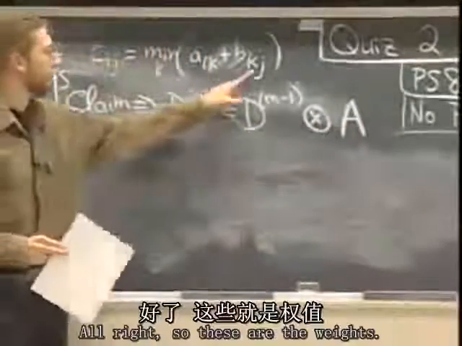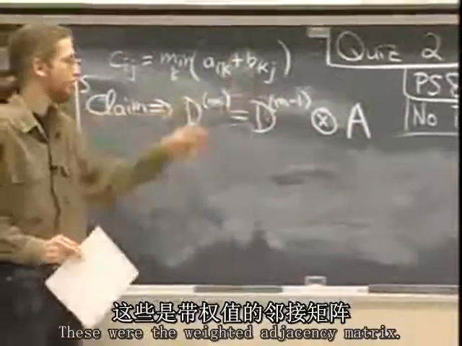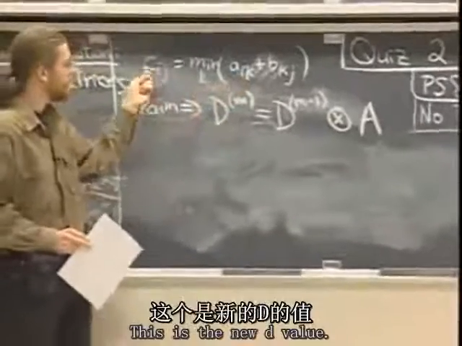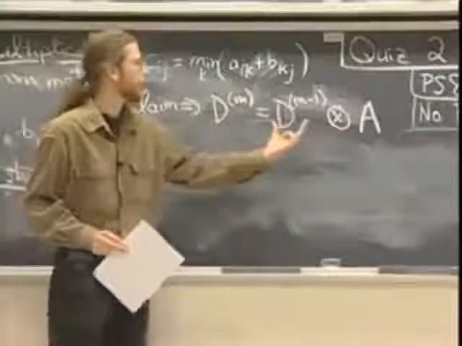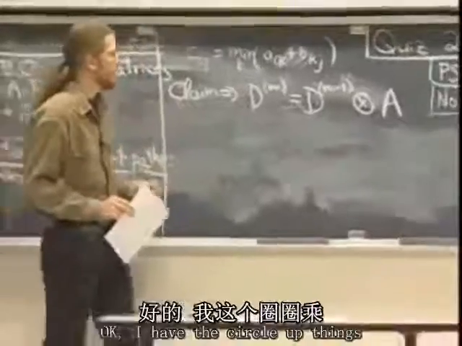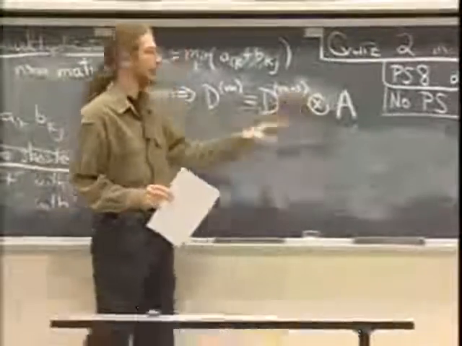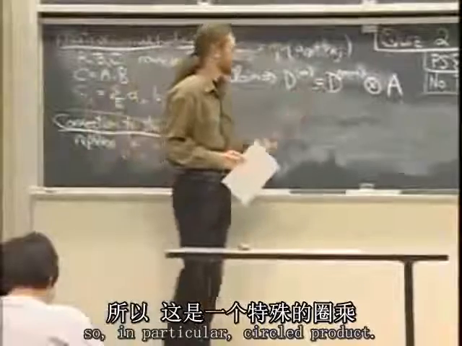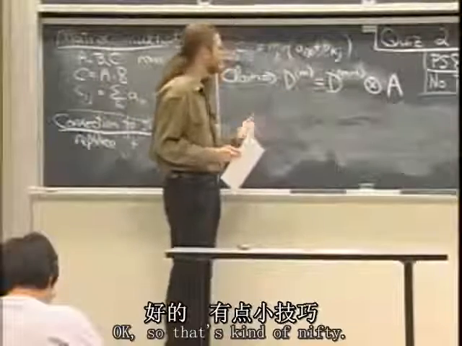So these were the weights. These are the weighted adjacency matrix. This was the previous d value. This is the new d value. So I'll just rewrite that in matrix form with capital letters. Okay, I'm going to circle up things that are using this funny algebra. So in particular, circled product. Okay, so that's kind of nifty.